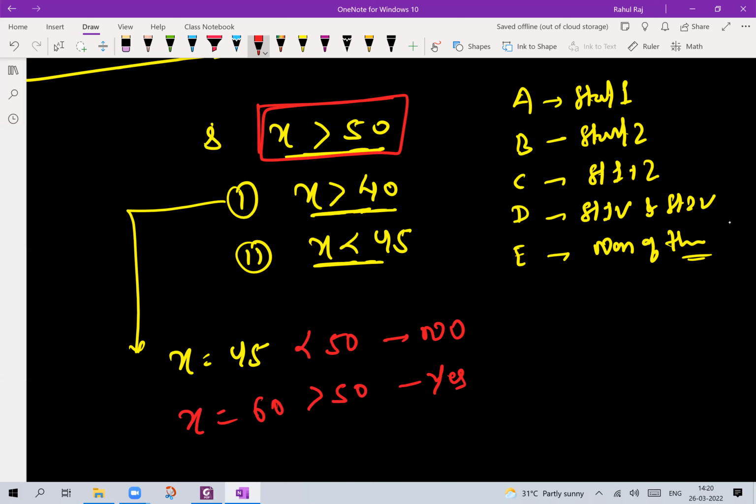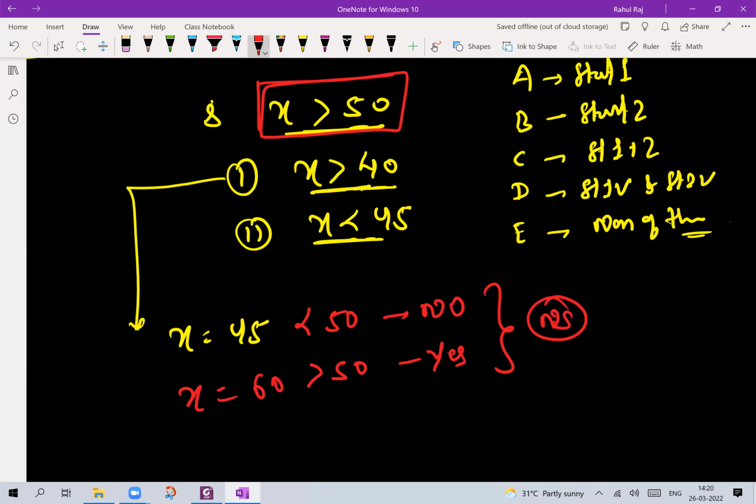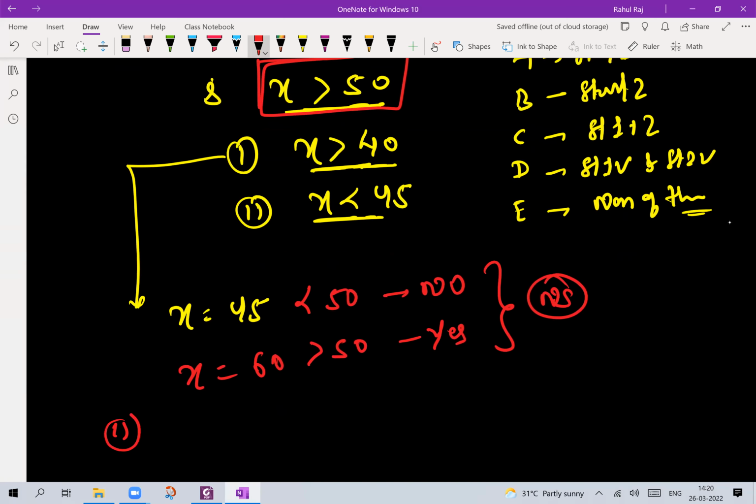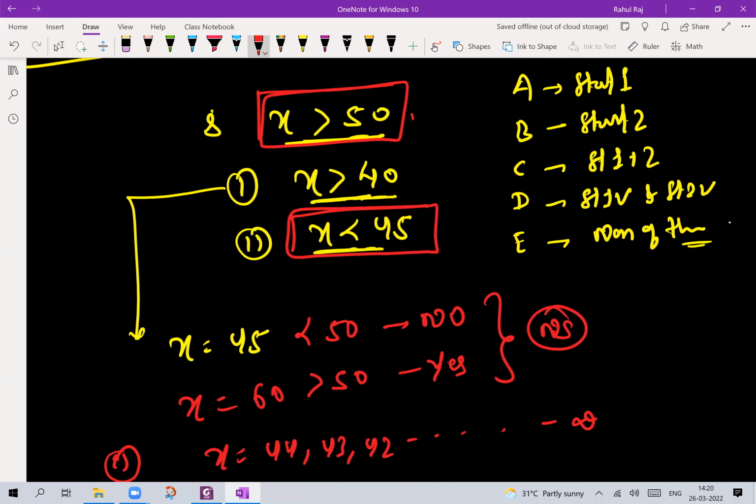Agreed? So this would be not sufficient. When I say option number 2, x is less than 45, it means what? x can be 44, 43, 42, down to negative infinity. Imagine if I ask you, is your name Rahul? What is your answer? No. And no is an accepted answer, right? Is x greater than 50? Option number 2 is confirming no, x is never greater than 50.